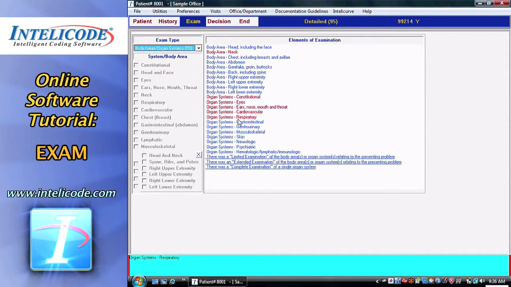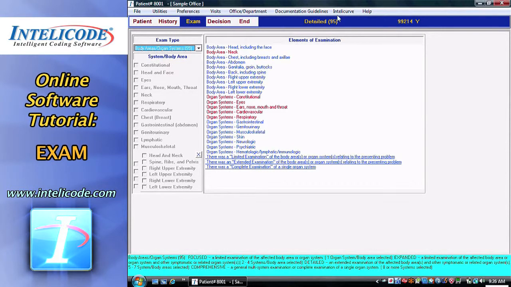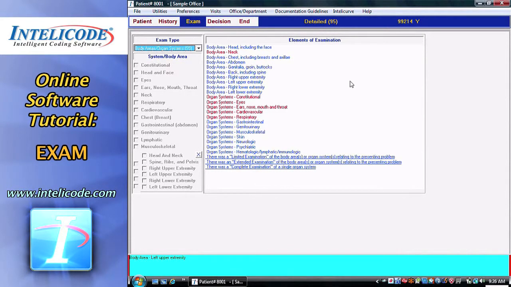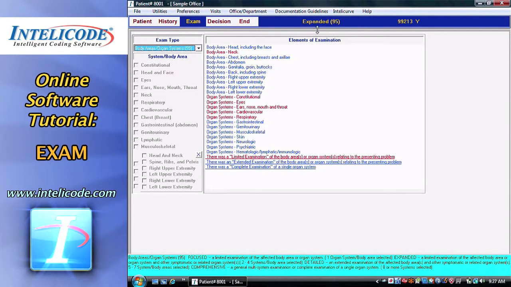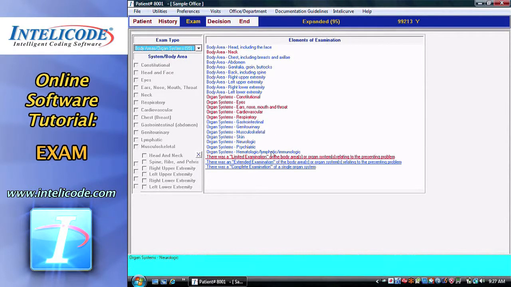And remember, software can't make those judgment calls. All it can do is respond to what we've clicked. We've clicked those 6, so it tells us we have a detailed exam. But as the auditor, I say, that's not detailed to me. And I click limited. It brings it back to expanded problem focus. So you have that flexibility to make that judgment call.